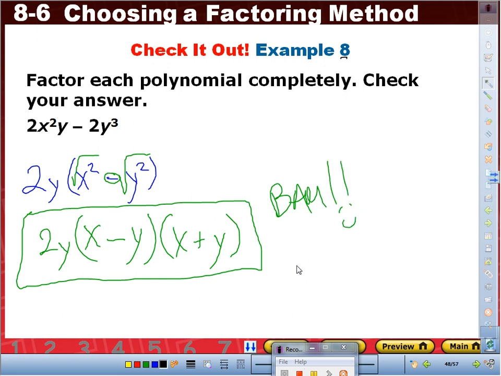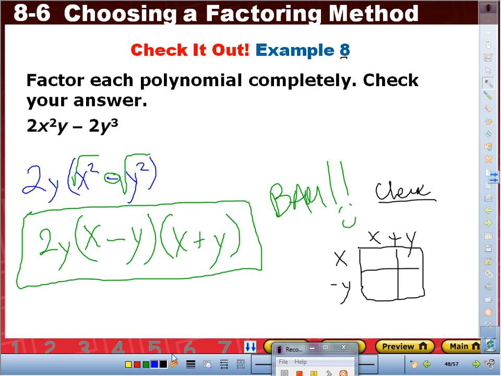Bam. And let's check this just to make sure that we got it right. Get your area model. We're going to check. This is x minus y, x plus y. Let's see. What is x times x? x squared. What is x times y? xy. What is, let's see, negative y times x? Negative xy. What is negative y times y? Negative y squared.